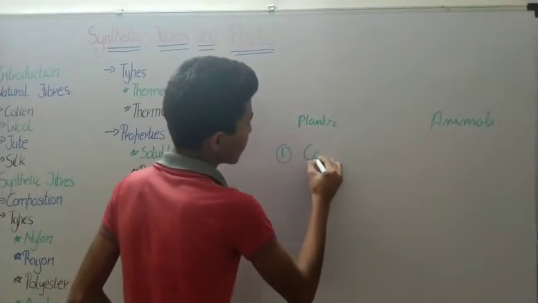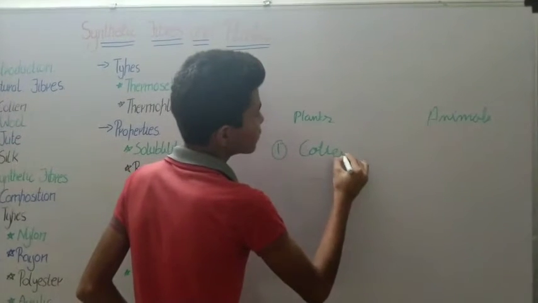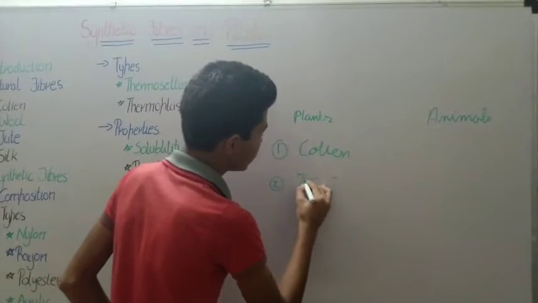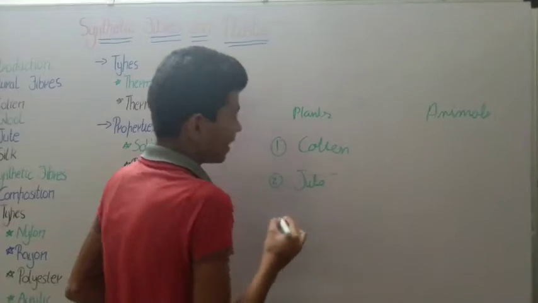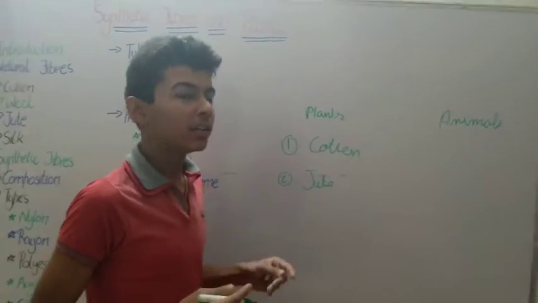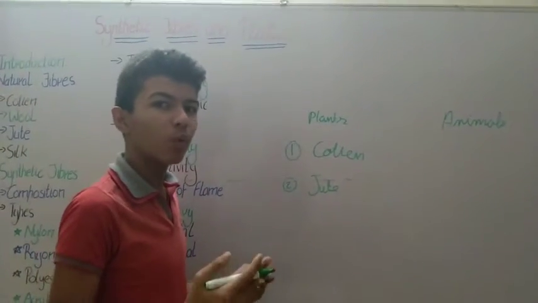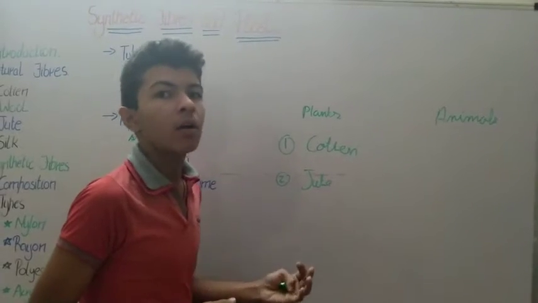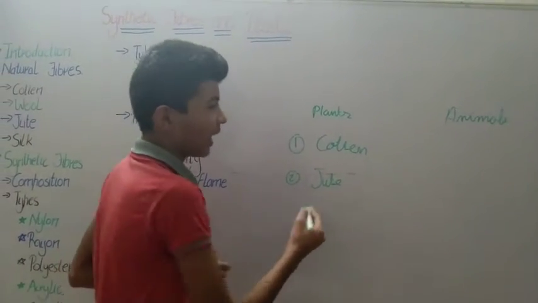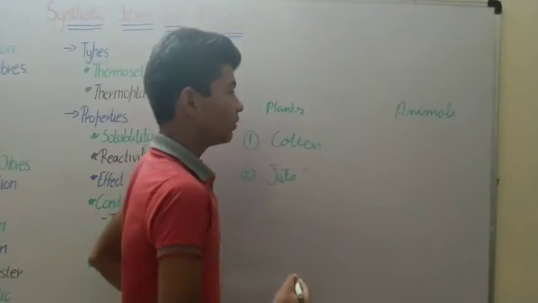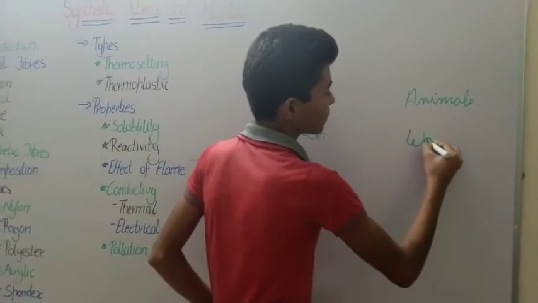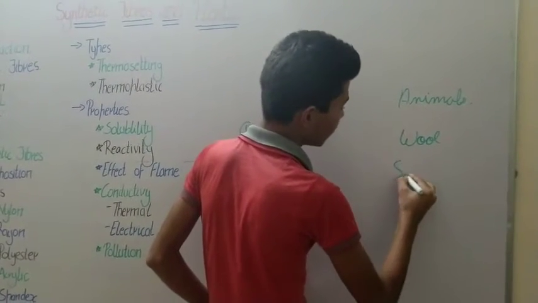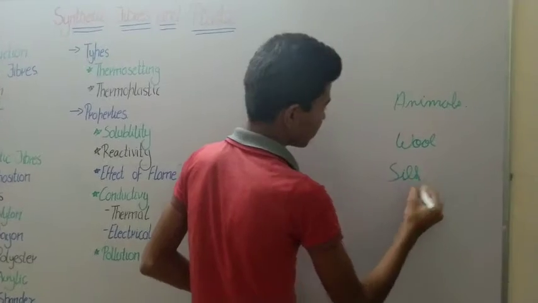So there are two types of plant-based fabrics. First, that is cotton, and second is jute. There are mainly two types, but if we go further, there are many more, such as coir. That is an example. Now let's move to the animal. It can be taken as wool and silk.